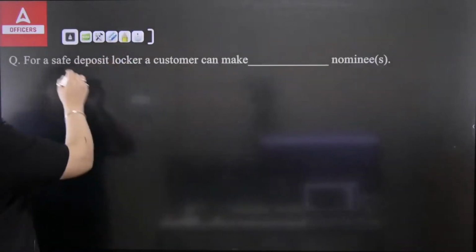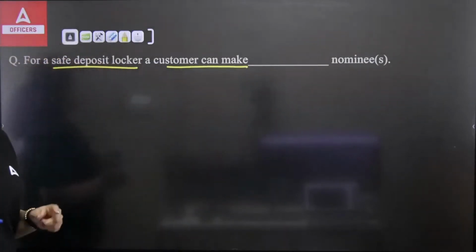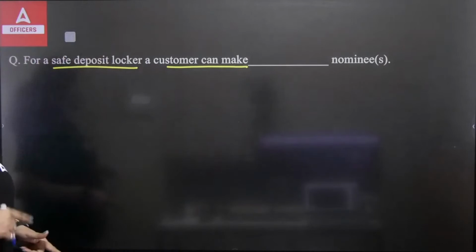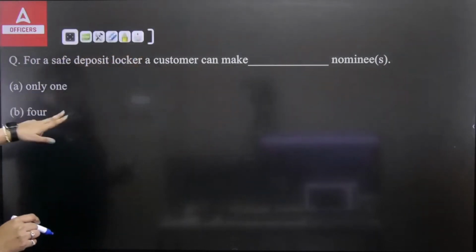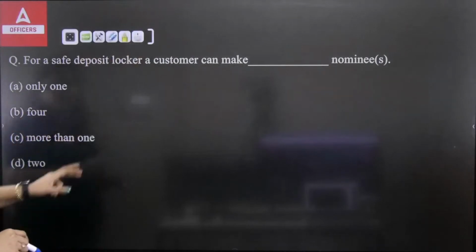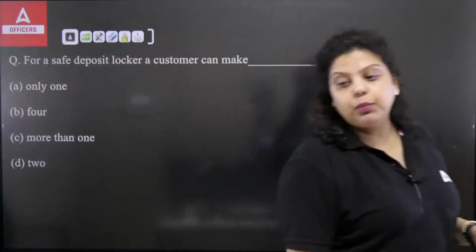Next, for a safe deposit locker, a customer can make dash nominees. It means 1, 4, more than 1, or 2. How many nominees can there be for your safe deposit locker?